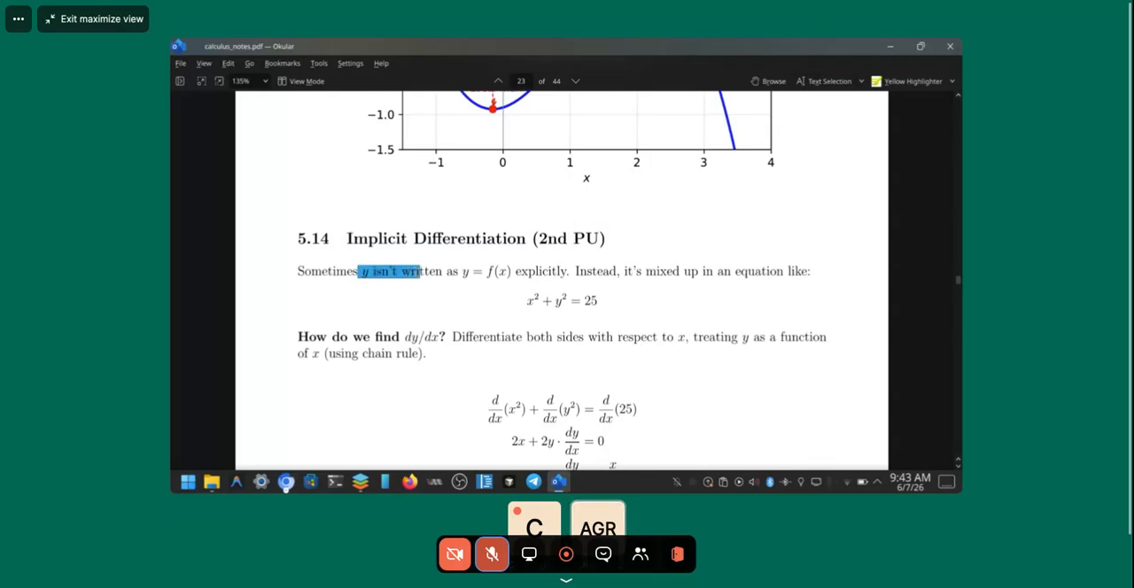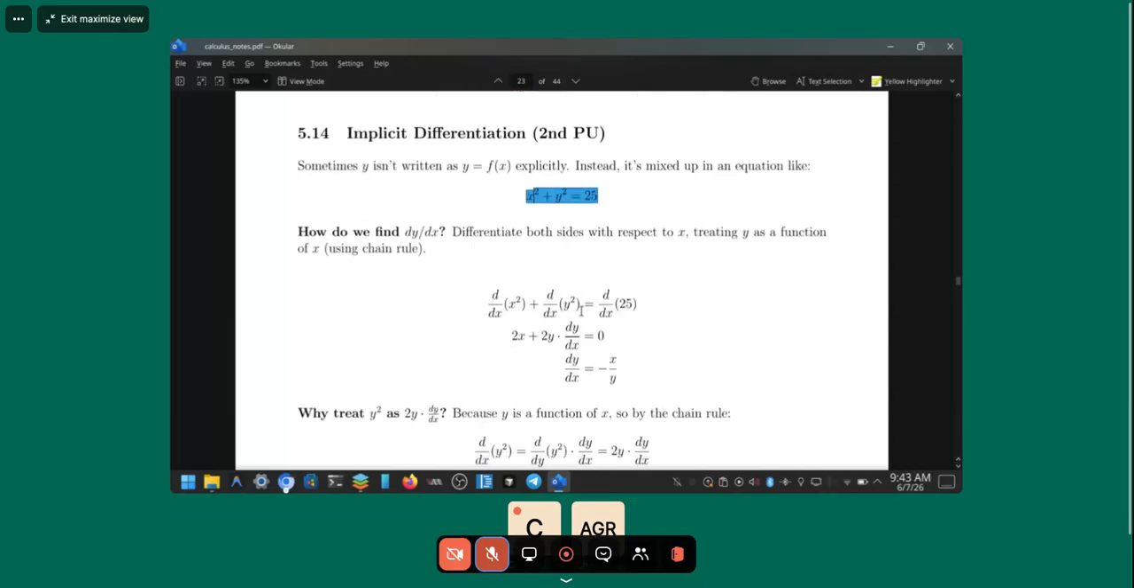Sometimes y isn't written as f of x explicitly. Instead, it is mixed up in an equation like x square plus y square is equal to 25. From that, how do we find dy/dx? Differentiate both sides with respect to x. We will get 2x plus 2y dy/dx equal to 0. From that, we find dy/dx is equal to minus x over y.